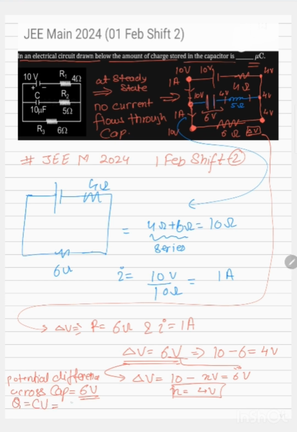Q is equal to CV. The potential difference is 6 volt, and the capacitor is 10 microfarad. Multiply it, and you will get 60 microcoulomb as the charge stored in the capacitor.